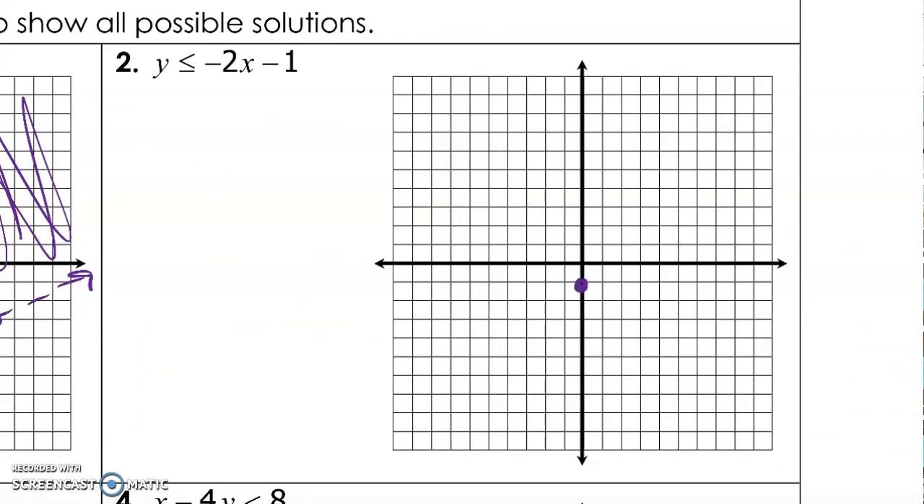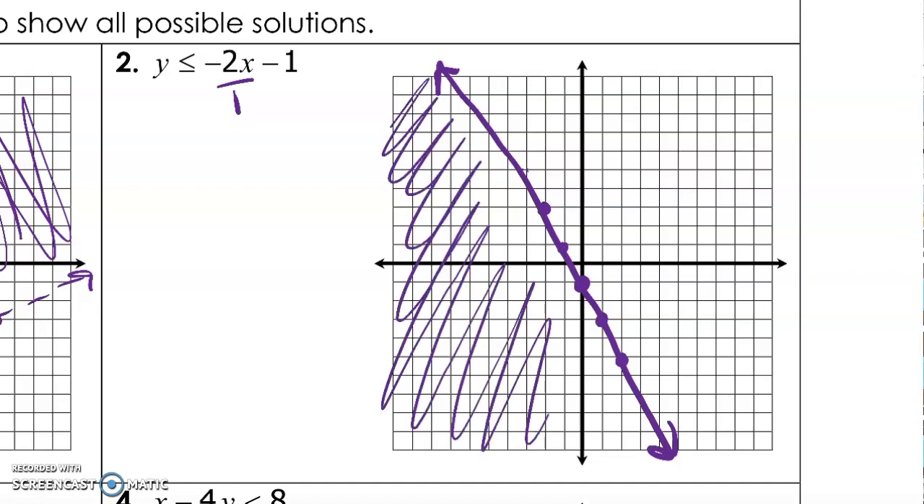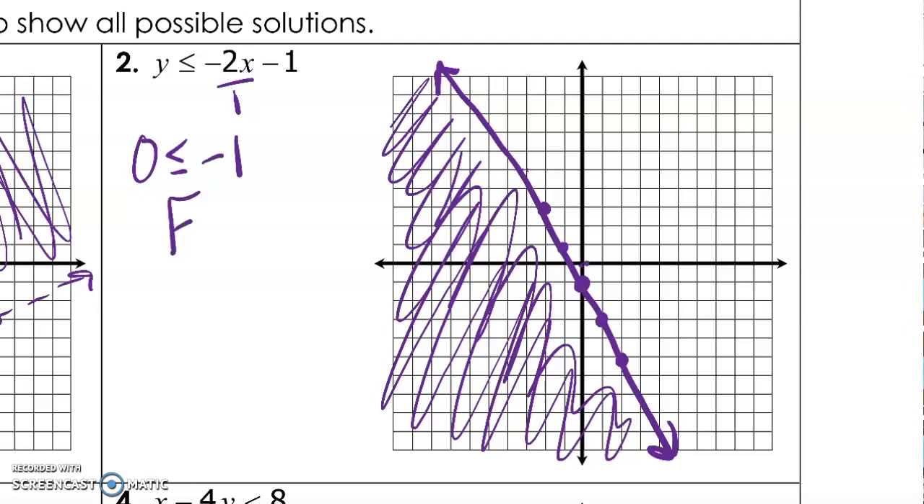Number 2, we start down 1, down 2, right 1. We can also go up 2, left 1. This one is a less than or equal to, so now we would have a solid line. It's a less than sign, so that tells us to go below the line. So we think we should be shading down here. I'm still going to pick 0, 0 to see if my trick works. 0 is less than or equal to negative 1. That is false. So 0, 0 is over here, which means I should have shaded on the other side of the line. So that is correct.